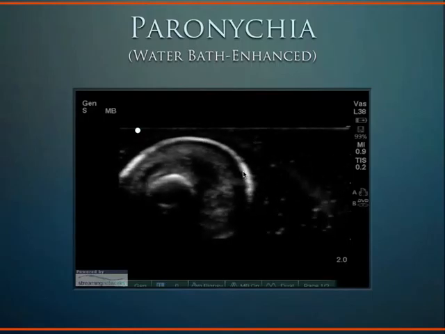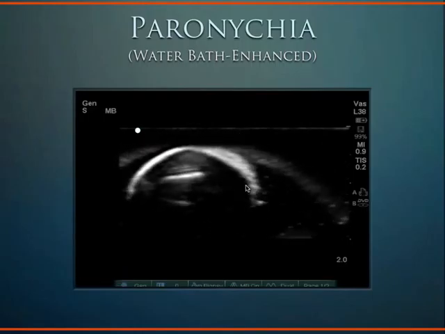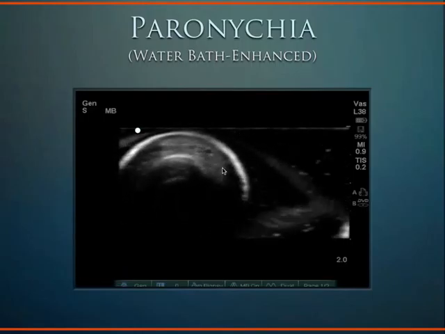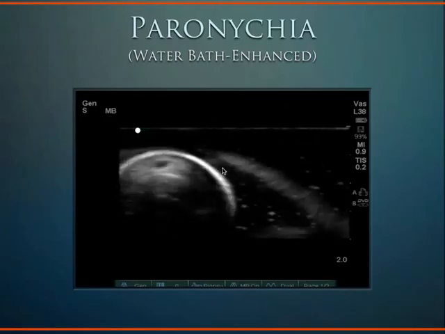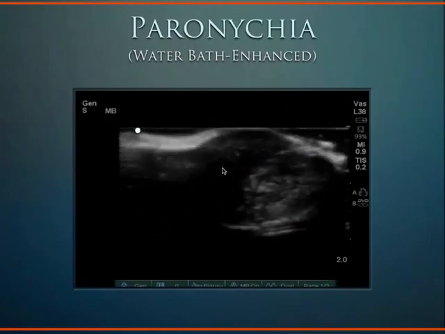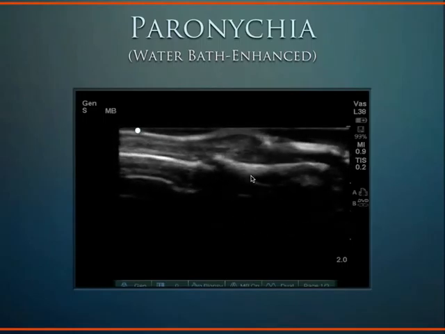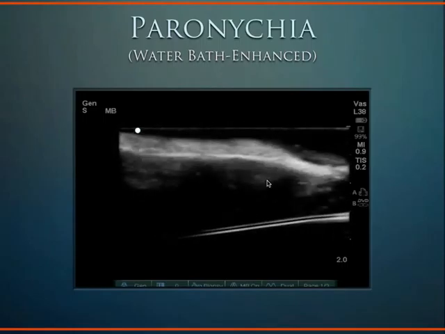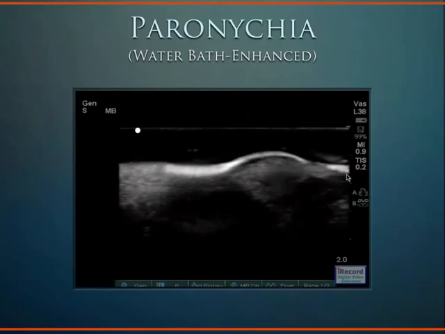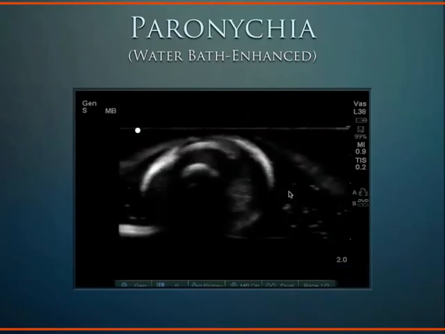Here's another example of paronychia, or infection in the finger that's just adjacent to the fingernail itself. On ultrasound there's a lot of swelling of this finger, and as we go through this, we can see the fingernail coming through there with the abscess adjacent to it.